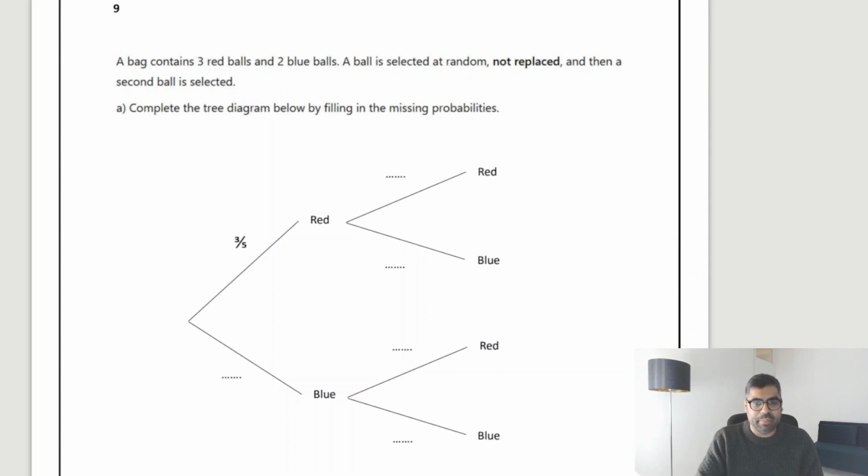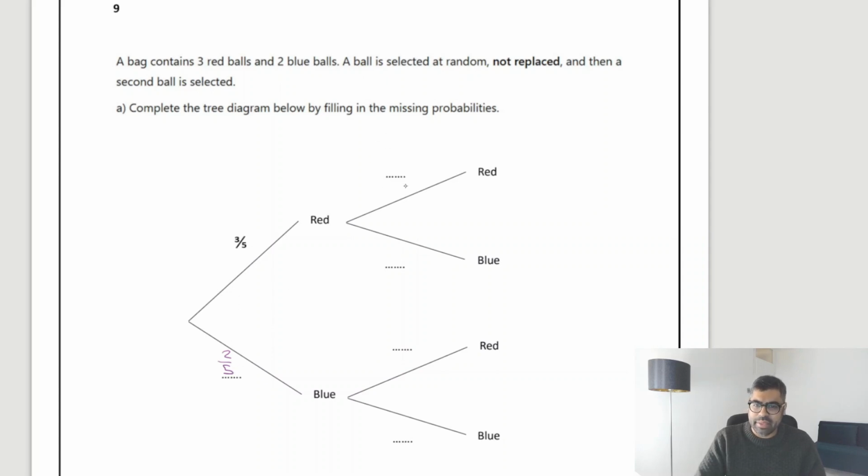So the key bit of information that we need to understand is that each of our 2 branches in a tree diagram, they need to add up to 1. So that's really important. So we know a bag contains 3 red balls and 2 blue balls. That means we have 5 balls in total. So in our tree diagram from our first pick, that simply means that our probability is 3 over 5. They've given us that one. We have 2 blue balls, so that means our probability of picking a blue ball from the first pick must be 2 over 5. And again, we know that the check is that our 2 probabilities add up to 1. So 3 over 5 plus 2 over 5, that does give us 1.